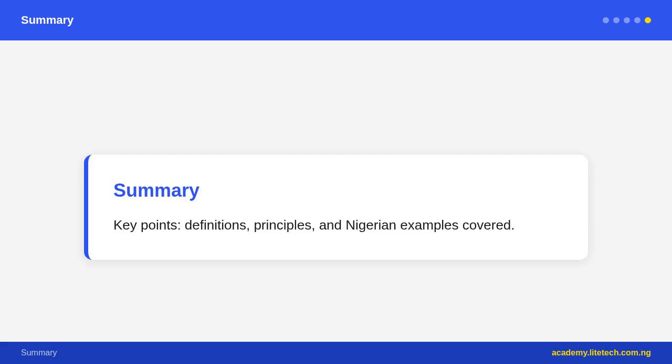For WAEC, define unemployment and calculate unemployment rate, distinguish the 6 types, list causes specific to Nigeria, explain appropriate remedies for each type.